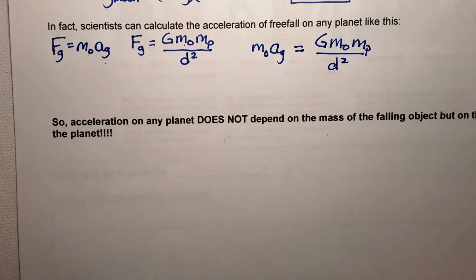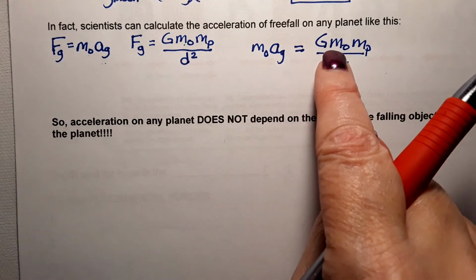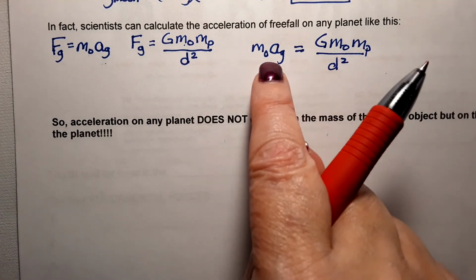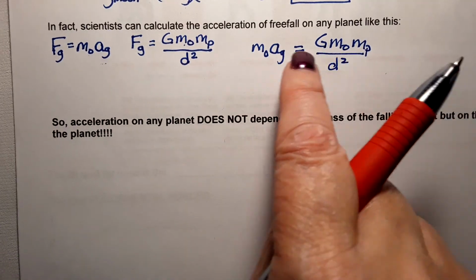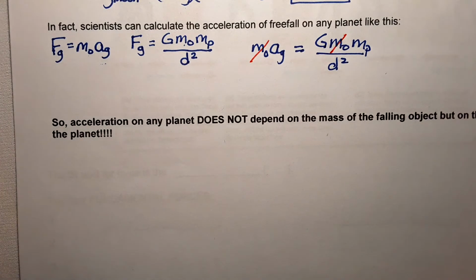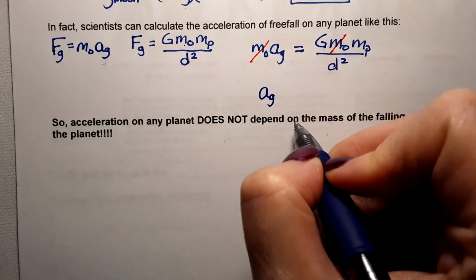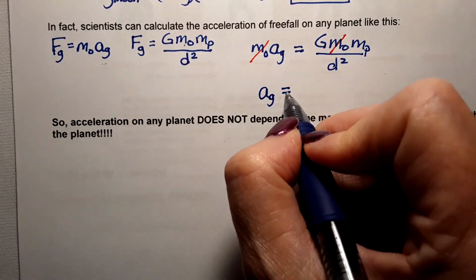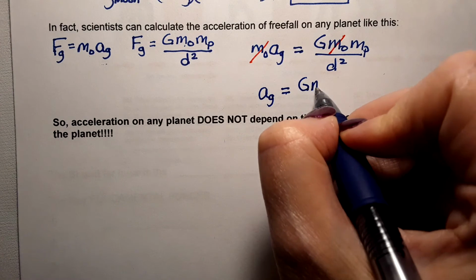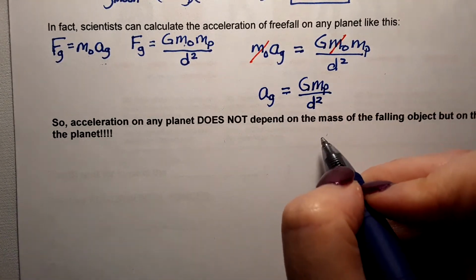Watch this. Now, mass of the object here, mass of the object here. If we divide both sides by the mass of the object, it completely cancels out of the formula. And look what we're left with. We're left with the acceleration due to gravity on a planet depends on the mass of the planet divided by the distance from it squared.